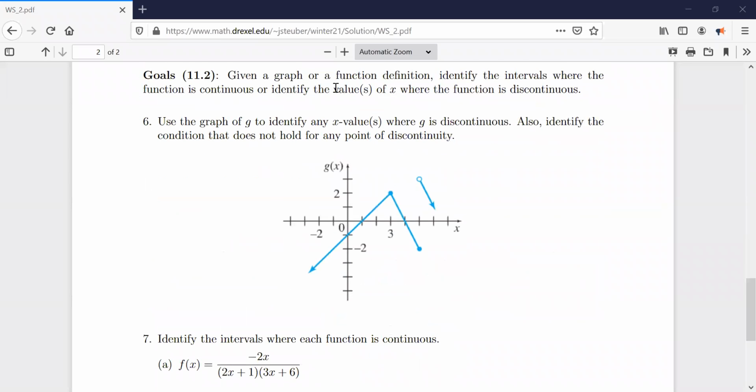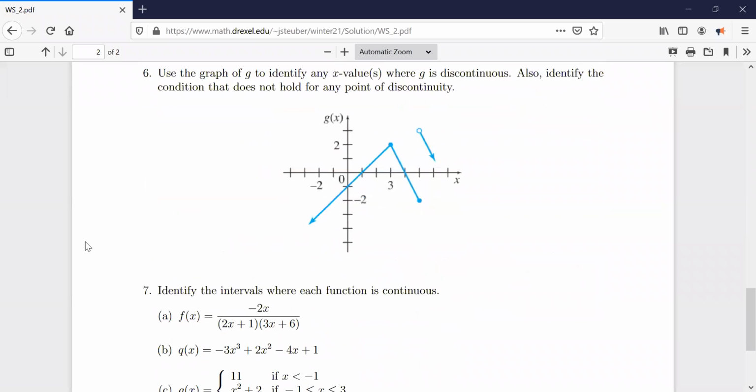Given the graph or function definition, identify the intervals where the function is continuous, or identify the values of x where the function is discontinuous. So use the graph to identify the x values where g is discontinuous. Also identify the condition that does not hold for any point of discontinuity.